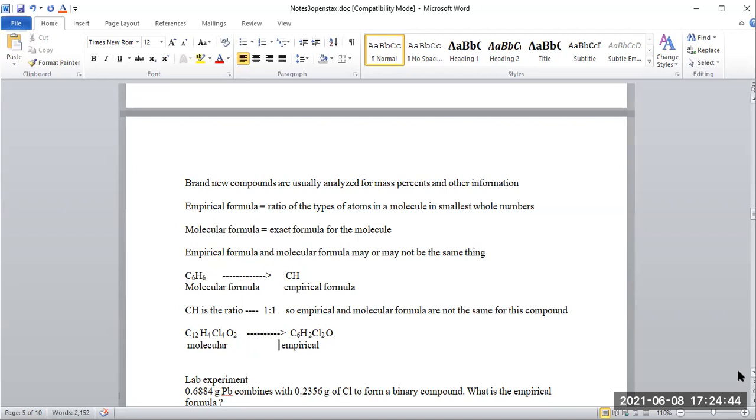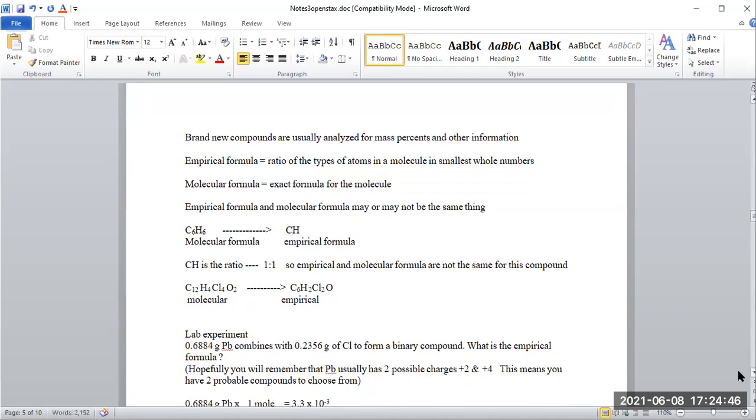Why would we want to do things like this? Part of the reason for this is it allows you to analyze compounds in a lab situation to get some basic information about how many of one element to how many of another element.